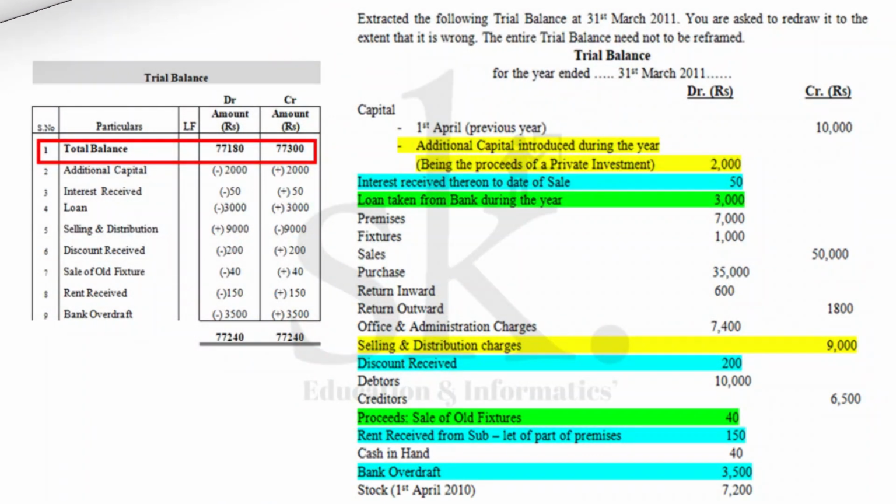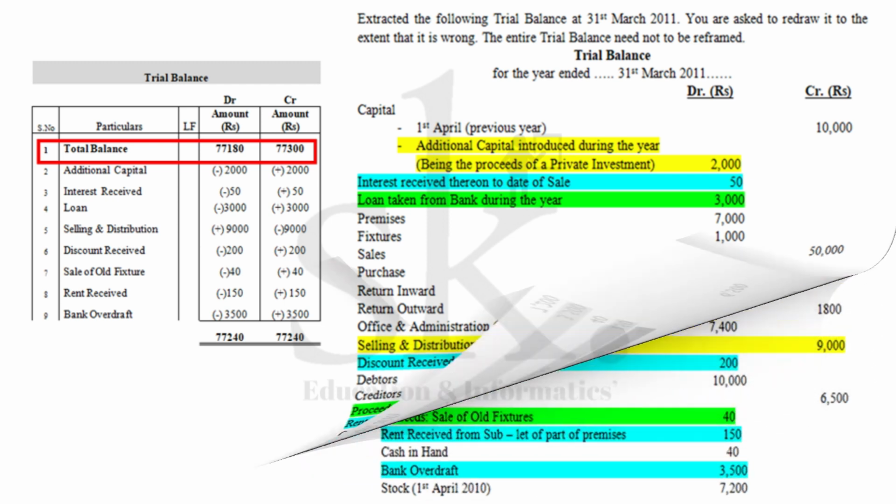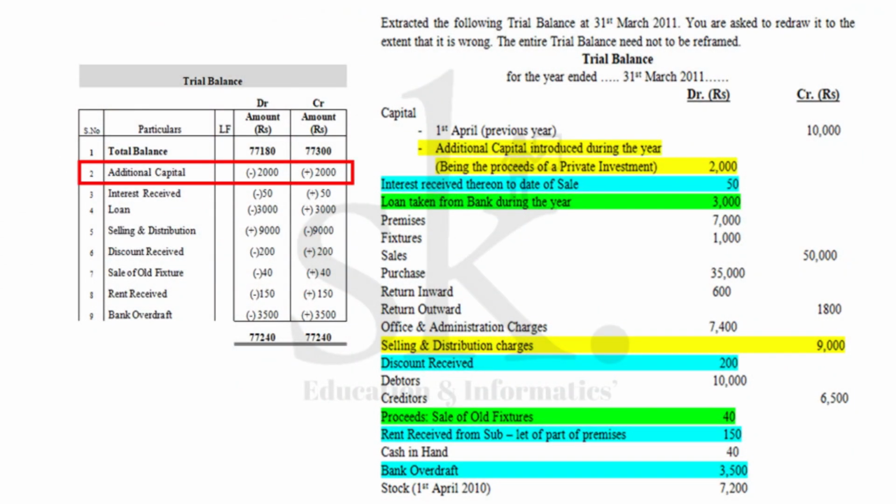Now in our solution, we start with the wrong trial balance total, as we have found out, which was 77,180 on the debit side, and the credit total was 77,300. So our first highlighted point is with respect to additional capital of rupees 2,000, which should have been on the credit side. Now this 2,000 rupees has been recorded on the debit side. So we need to remove rupees 2,000 from the debit side and introduce rupees 2,000 on the credit side, because the current debit total is more by rupees 2,000, and since we haven't posted 2,000 rupees on the credit side, the credit total is short by rupees 2,000.